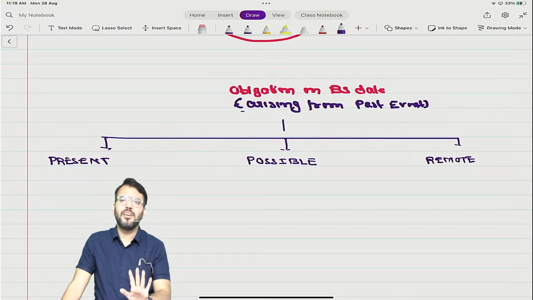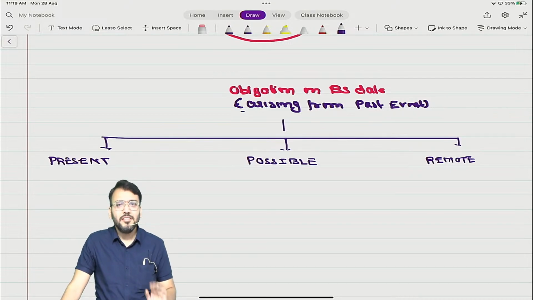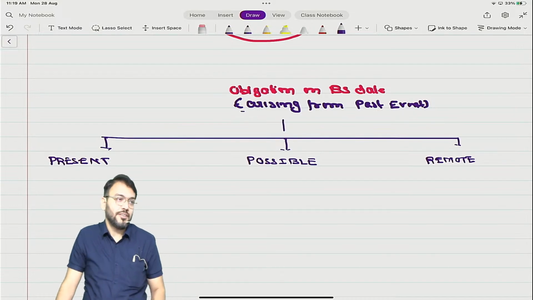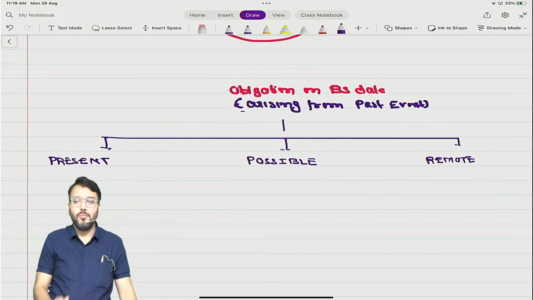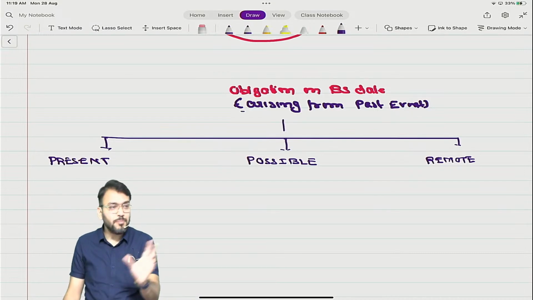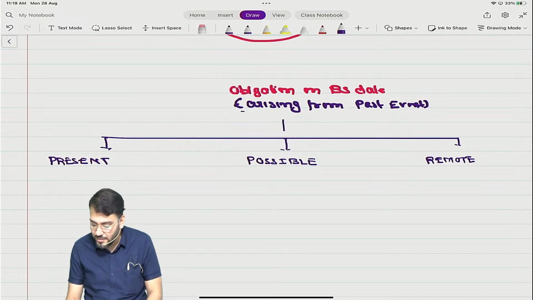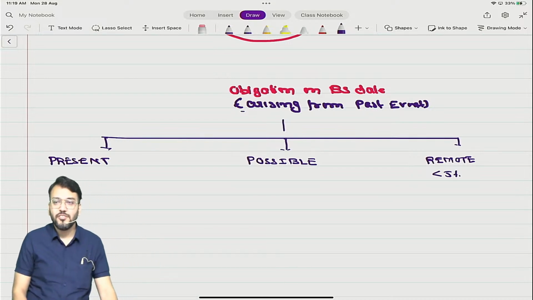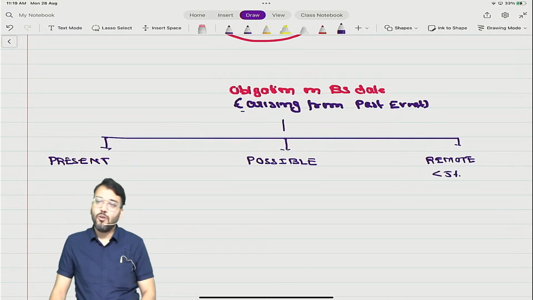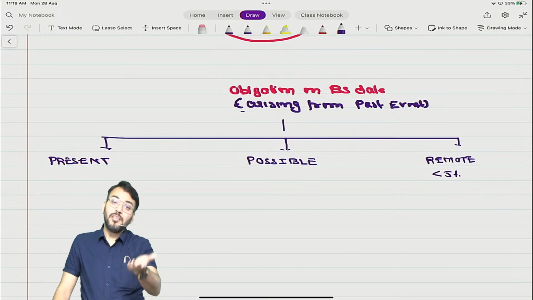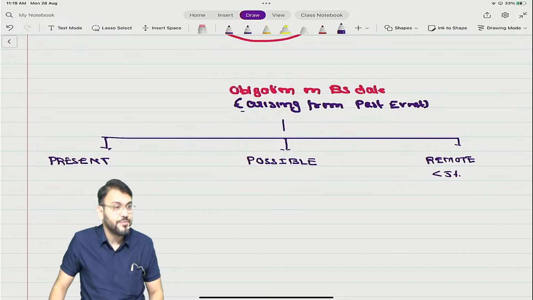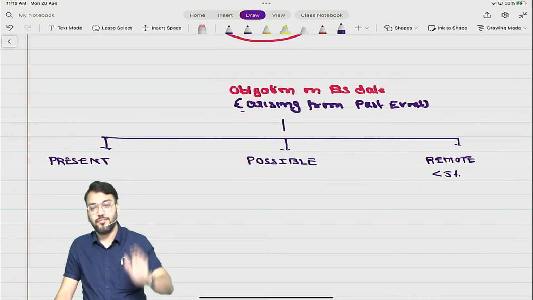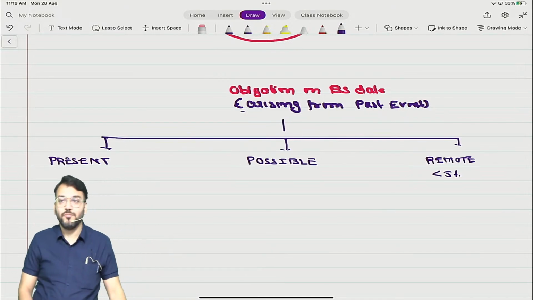Very insignificant chance. Means insignificant chance that loss will occur. Remote obligation means in percentage terms we say it is less than 5%. In percentage terms it means the obligation may happen but chances are very less. Obligation may arise but chances are very less. We call it remote obligation.